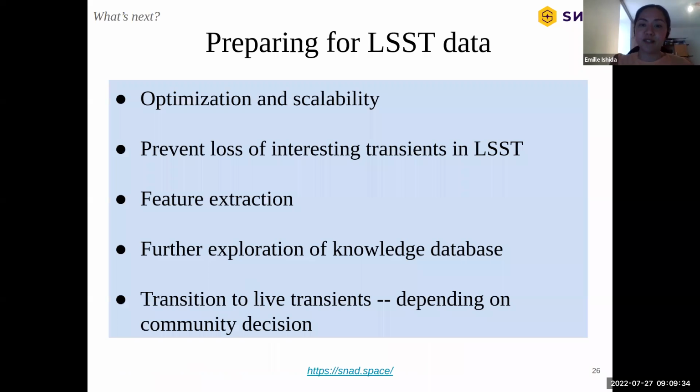So for the unsupervised learning scenario, in preparing for LSST data, the things that we have to take into account are optimization and scalability of our code, and preventing the loss of transients that already happened previously, especially for this superluminous supernova, which is super slow, and depending on quality cuts or when the template image was taken, they even appear in the alert stream. So we should make sure that we have strategies to prevent that. Feature extraction, again, is still an issue.